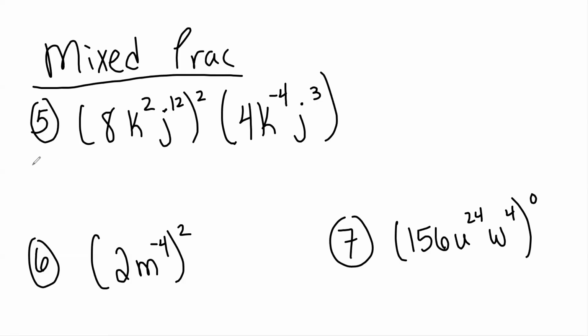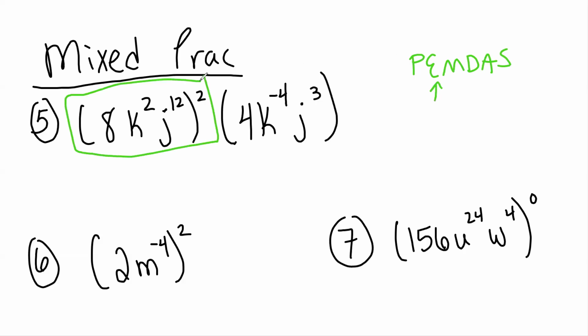Coming up to 5, we have 2 rules. How do you know what to do first? Just like the order of operations, PEMDAS, exponent first. So this one is being raised to an exponent, and then we'll multiply. So we're going to do that one in the green box first.